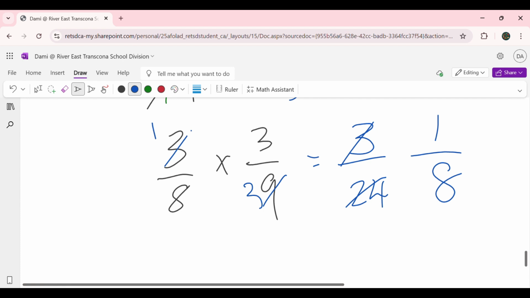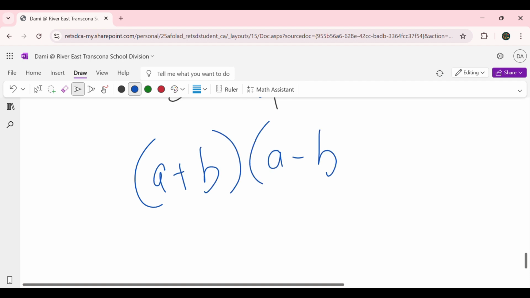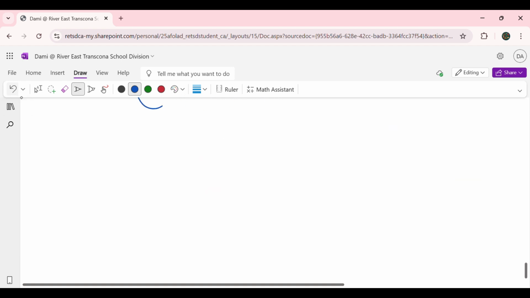Arc number 5 is multiplying big numbers using the difference of squares. So we remember the difference of squares is (a plus b)(a minus b), which equals a squared minus b squared. So we use this when the numbers are close to each other and centered around a base like 100 or 50. So for example, 102 times 98.